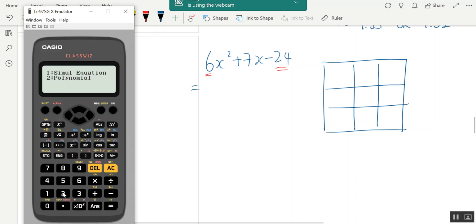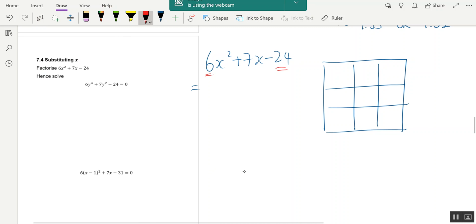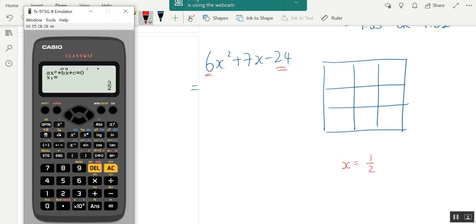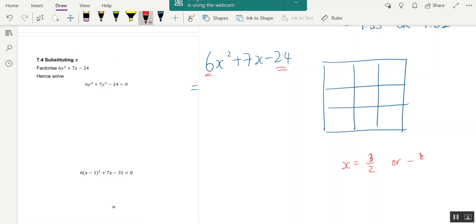your mode 522 or your mode 33. So you have 6, 7, negative 24. And the calculator can tell you the answer, which I'll put in red. The calculator tells you that the answer is x equals 3/2, or negative 8/3. So this is the answer that the calculator can tell you.